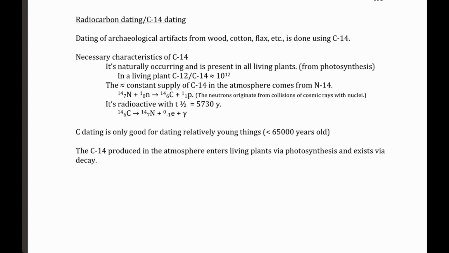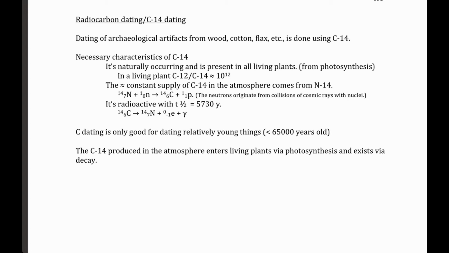All right, we'll talk briefly about carbon dating, radiocarbon dating, C14 dating. Dating of archaeological artifacts from wood, cotton, flax, etc. is done using C14. Some necessary characteristics of carbon-14 are that it's naturally occurring and is present in all living plants. It comes from photosynthesis. In a living plant, the ratio of carbon-12 to carbon-14 is about 10 to the 12th. Much more, of course, is carbon-12.